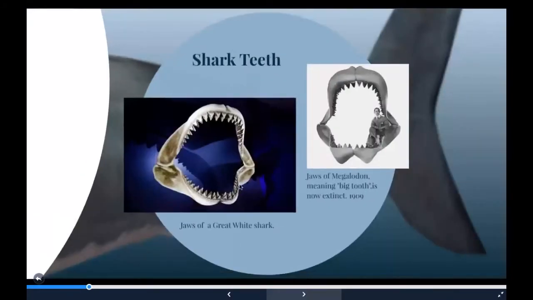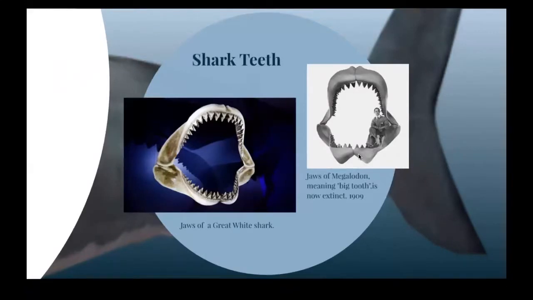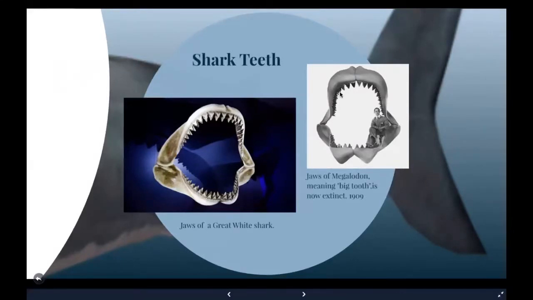Shark teeth. So here we have the jaws of a great white shark, and notice the double row of teeth. It's pretty incredible. It'd be amazing if human teeth could regrow. Fortunately, we have to get implants and things like that. Here we have jaws of megalodon, meaning the word megalodon means big tooth. Megalodons are now extinct. Notice the man peacefully seated within the jaws of this megalodon.